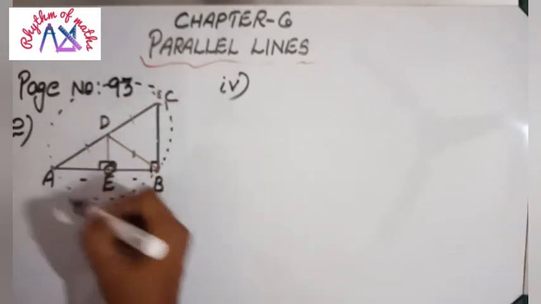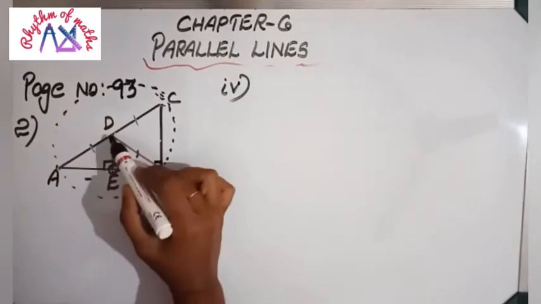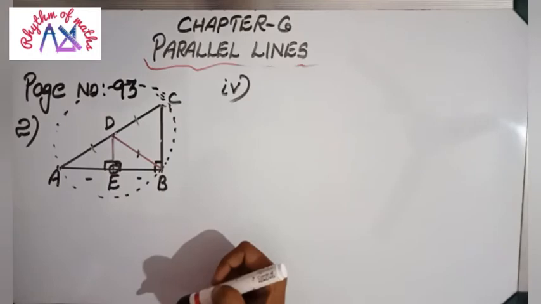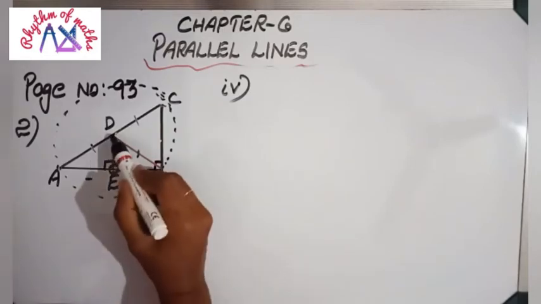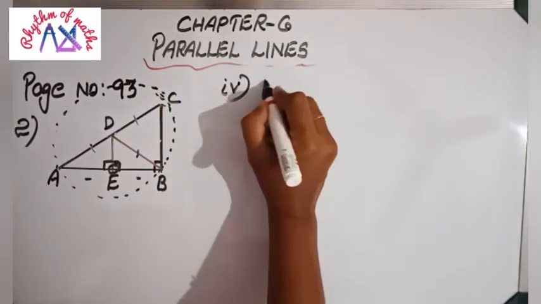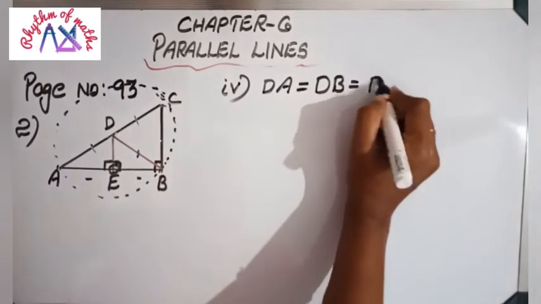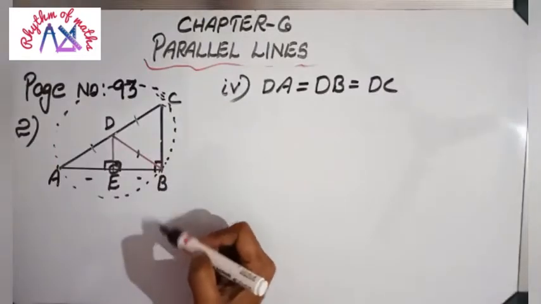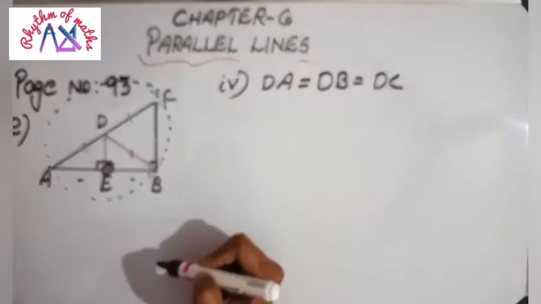So suppose we have a circumcircle here. If that is a circumcircle, from the center to all the vertices the length must be the same. That means radius. All the radii will be equal. So here we have D is the midpoint. From the third sub question we proved that DA equals DB equals DC. That means all the three are what? Radius of the circle. DA, DB, DC. All the three are equal.